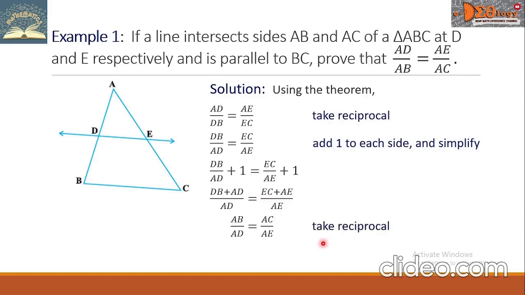Then we take the reciprocal. It becomes AD over AB equals AE over AC. Now we are done. We are able to prove that AD over AB equals AE over AC.